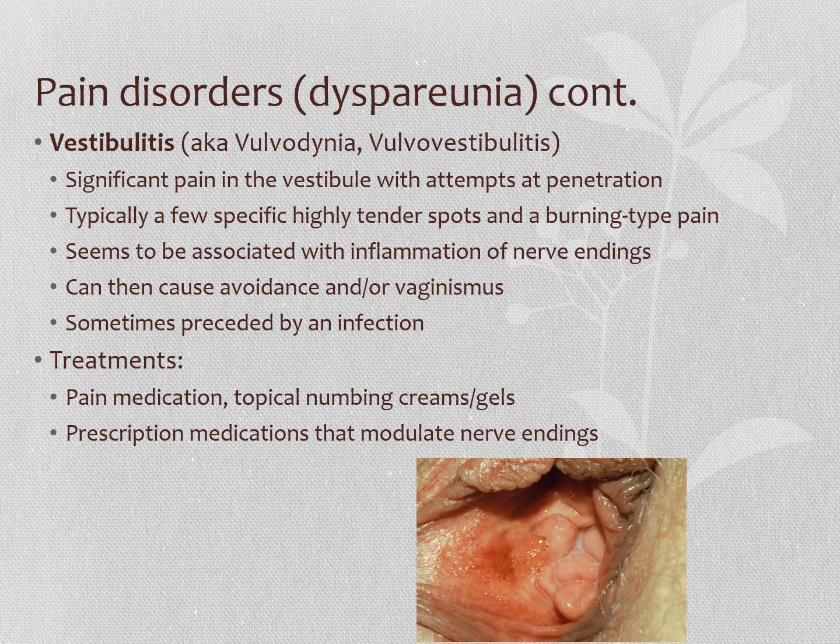Another pain disorder that happens in female-bodied people is something called vestibulitis. The suffix -itis in medicine just means inflammation or irritation. And you might remember that the area between the labia minora is called the vestibule. These folks have some significant pain, usually a burning pain present in the vestibule with attempts at penetration. And there are often some very specific spots, and we can see that in this individual here.